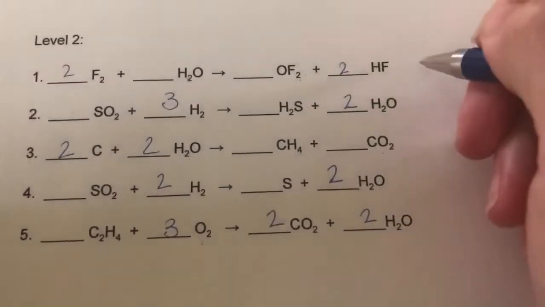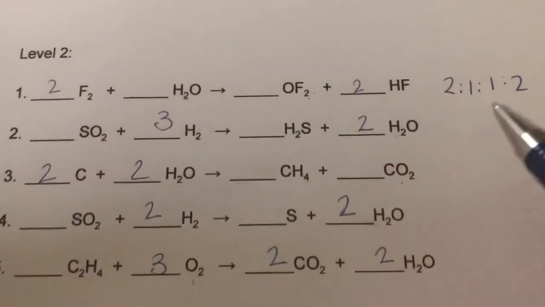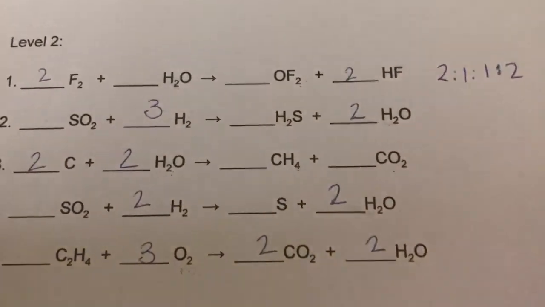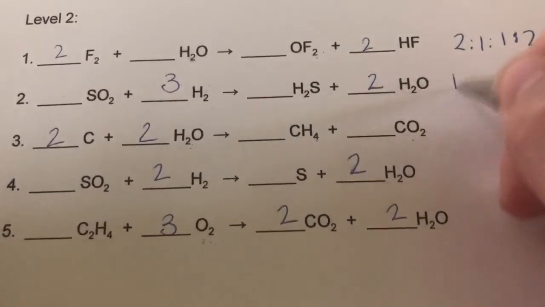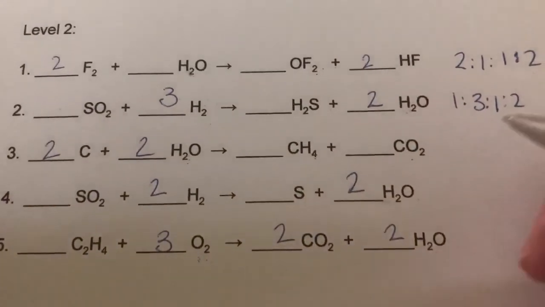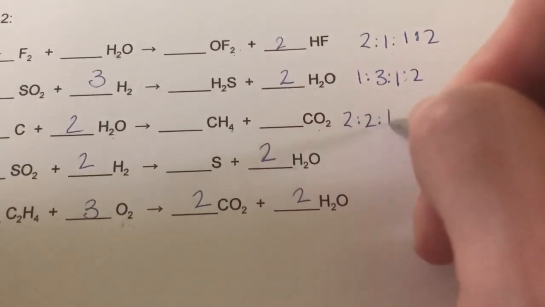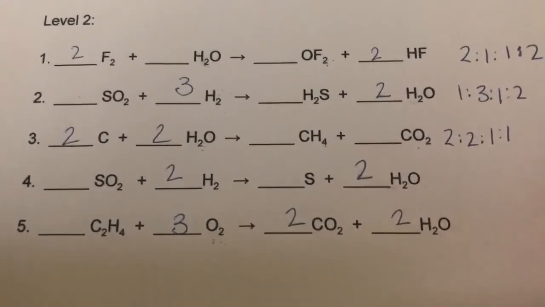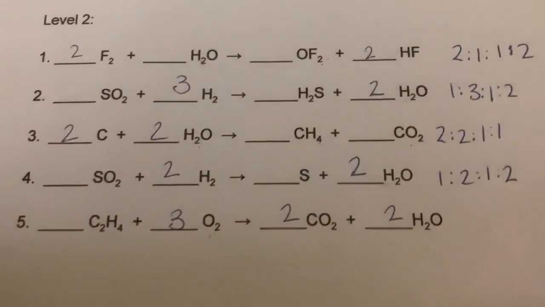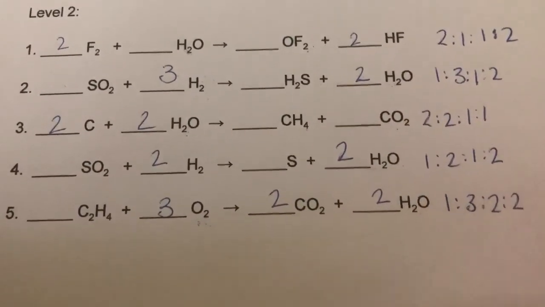So we would record these if I was talking to somebody. I would say, hey, I'm in a 2 to 1 to 1 to 2 ratio. Right? And on number 2, I would say I'm in a 1 to 3 to 1 to 2 ratio. And on number 3, I would say I'm in a 2 to 2 to 1 to 1 ratio. And on number 4, 1 to 2 to 1 to 2 ratio. And number 5, I'm in a 1 to 3 to 2 to 2 ratio.